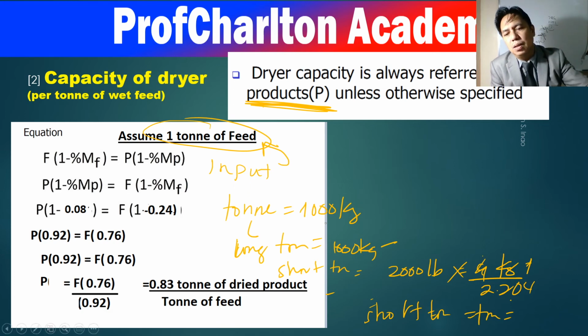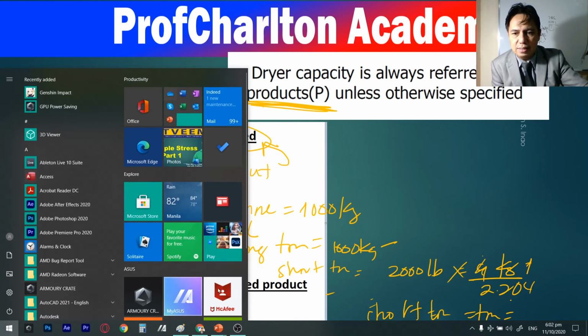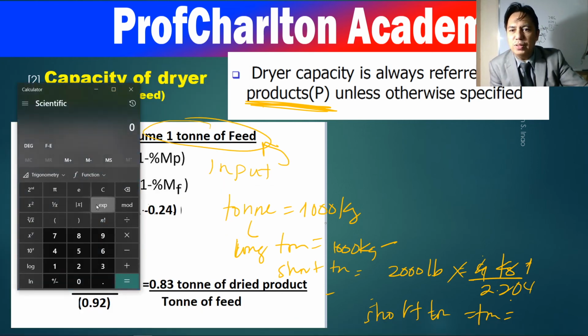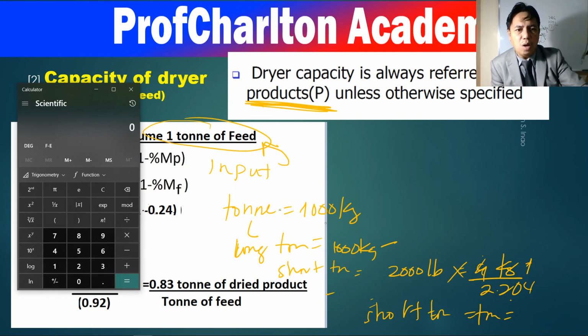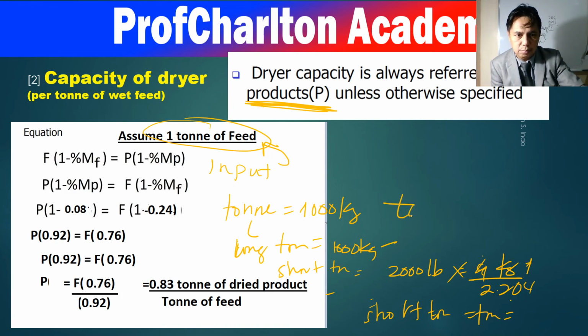I'll show you so that we will be clear with this. When you divide 2,000 pounds by 2.204, you get 907.44 only, right? So here, ton is 907. It's a big difference.